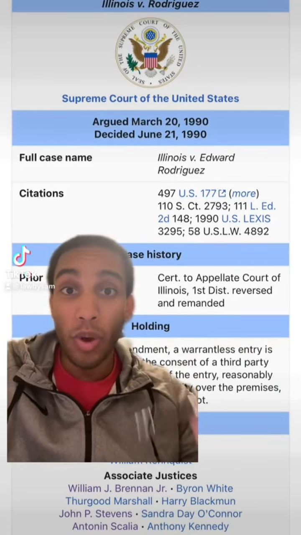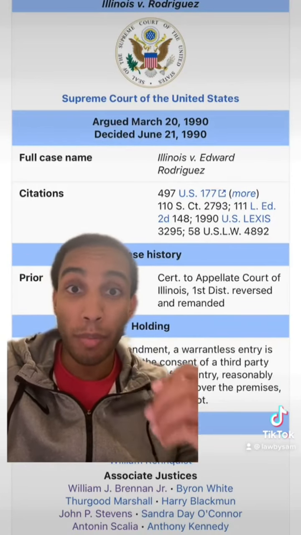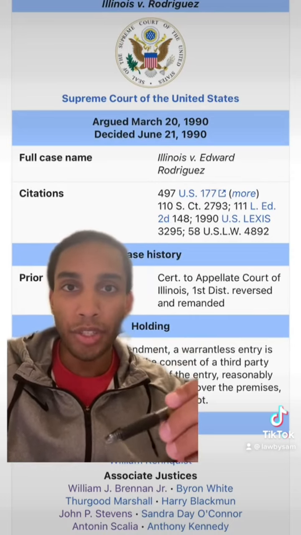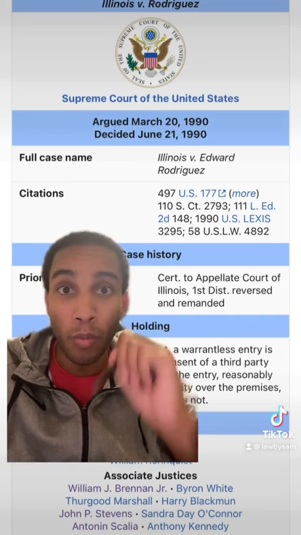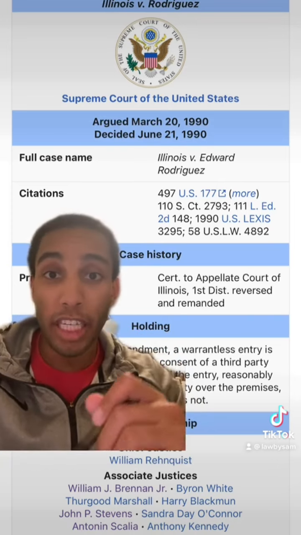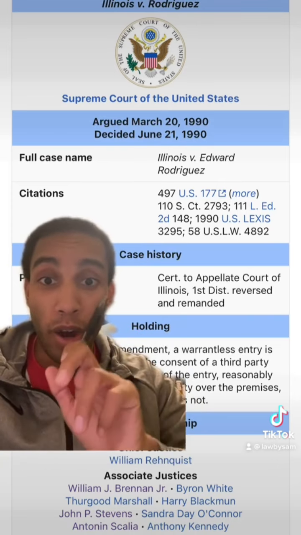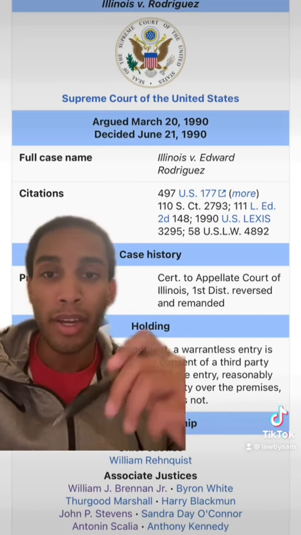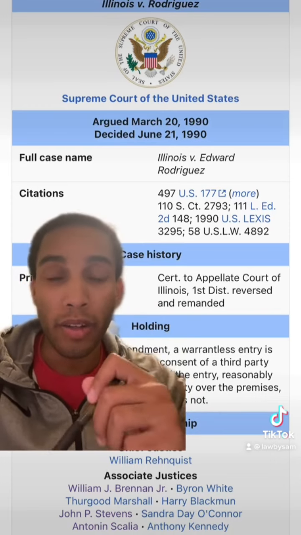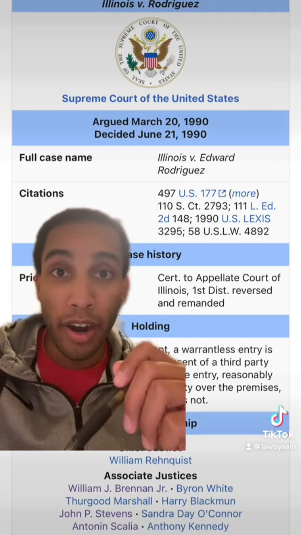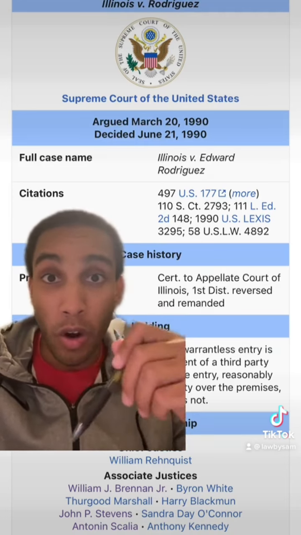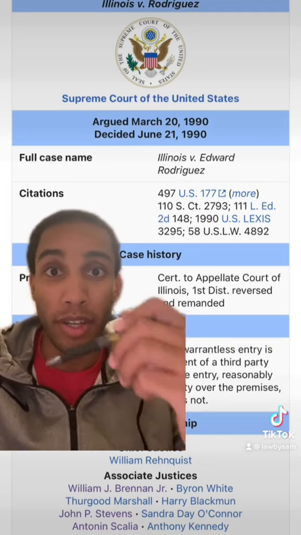Let's walk through actual and apparent third-party consent, which is an exception to how an officer can come inside your home without a warrant from the judge. In the case behind me, Illinois v. Rodriguez, as you can see up here, the Supreme Court of the United States held that actual authority is when the person truly lives there, when the person truly has authority in the home, the person's paying rent or the person's name's on the lease.